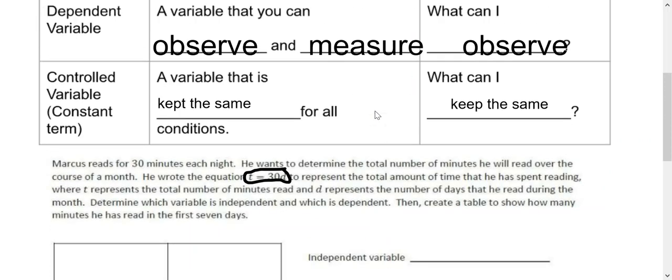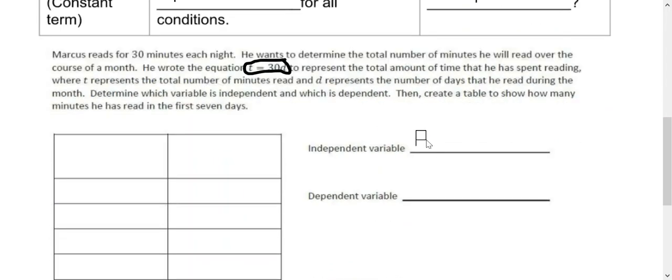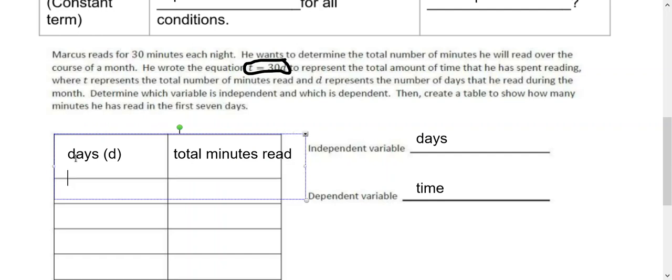So let's see. What can I change? Well, I can change the days. And what can I observe? I can observe the time, or how long it will take. So we're going to put days here, and that's going to be D. And we're going to put total minutes read, and that is going to be M.